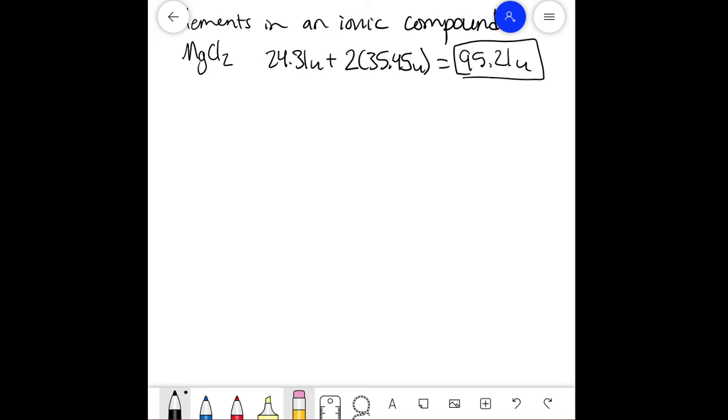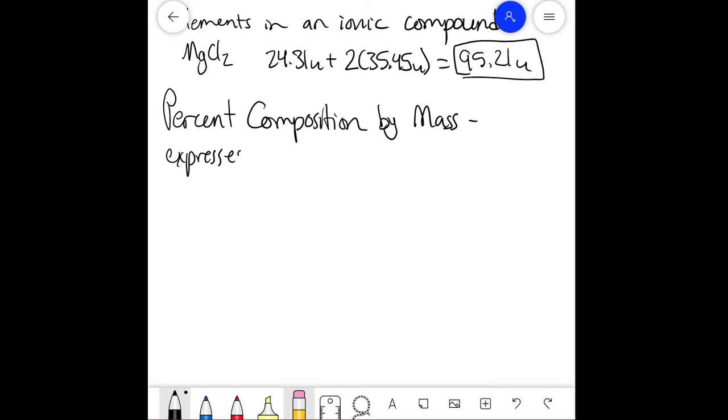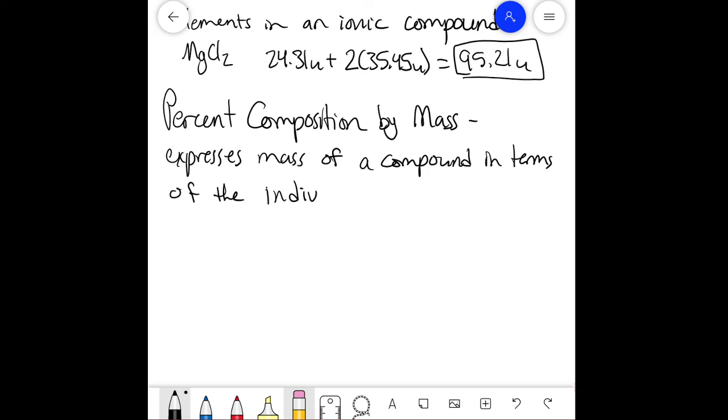So next is percent composition by mass. Percent composition by mass expresses the mass of a compound in terms of the individual percentages of its components.